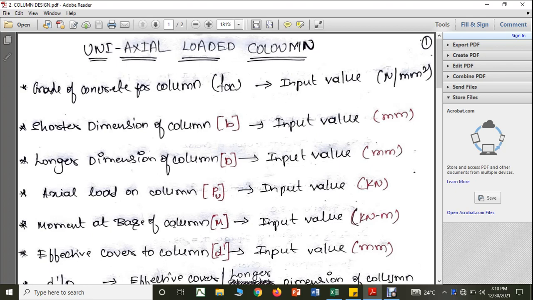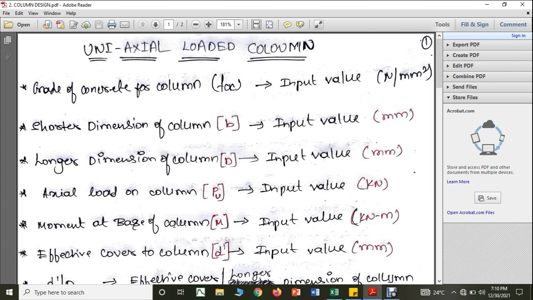Welcome back, learners. In the previous lecture, we completed the design of the footings, and we have given the reinforcement details as well as the footing groupings, everything we have learnt. Now, in this session, let us start the design of the columns.